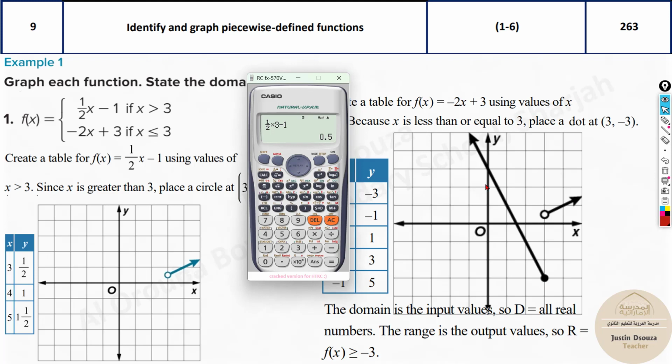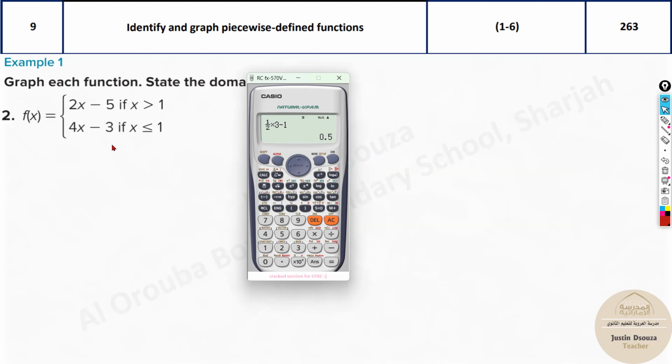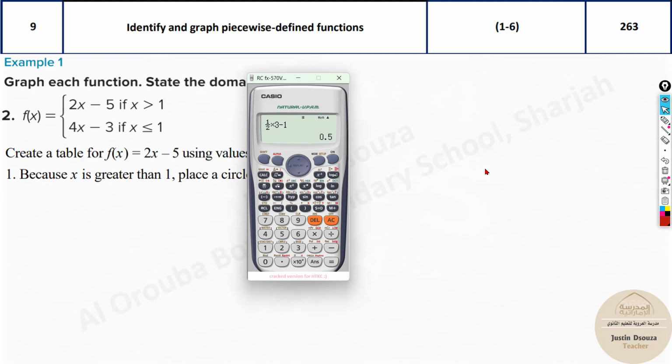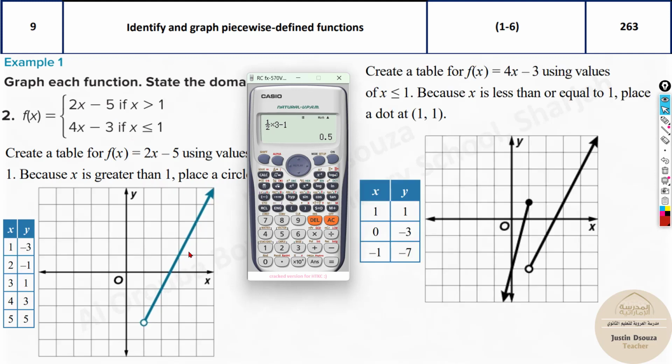That's the range. Now here we will see one more problem. Let's look into the answer and then solve. Yeah, this is the first part and this is the second part. Now how you basically do it is choose any equation. This is greater than 1, right? I'll choose that one. 2 into 1 minus 5. What is the answer? -3. Is it true? Yes.